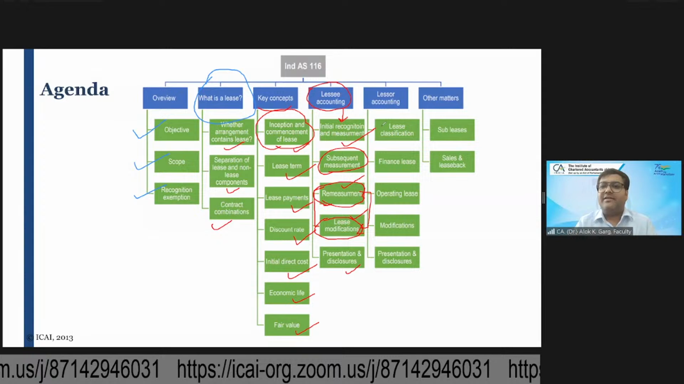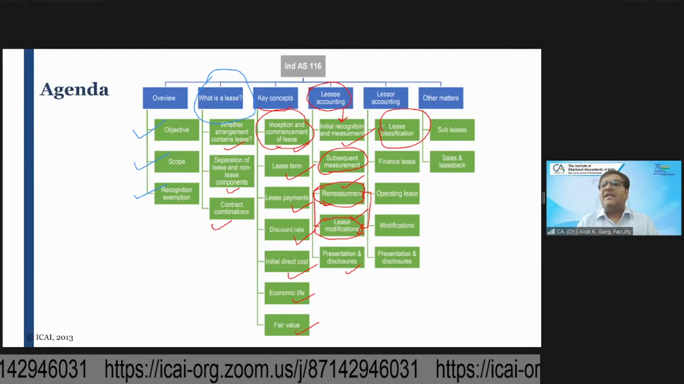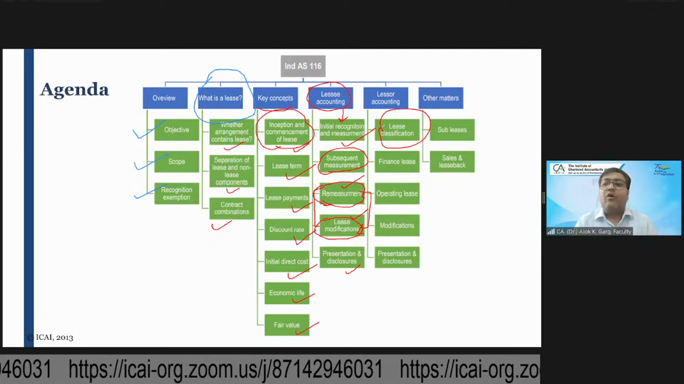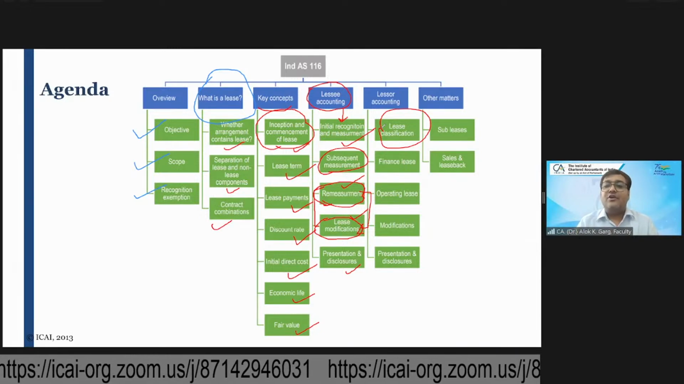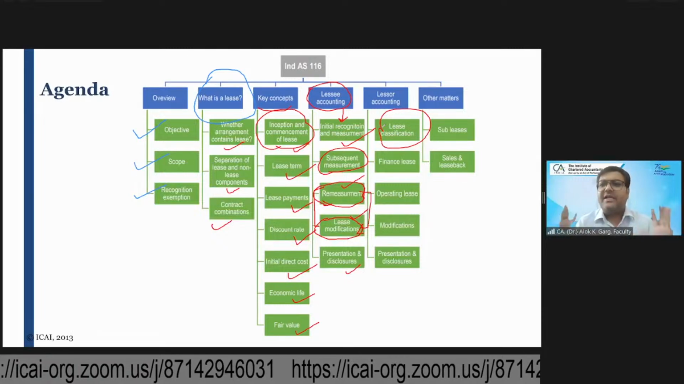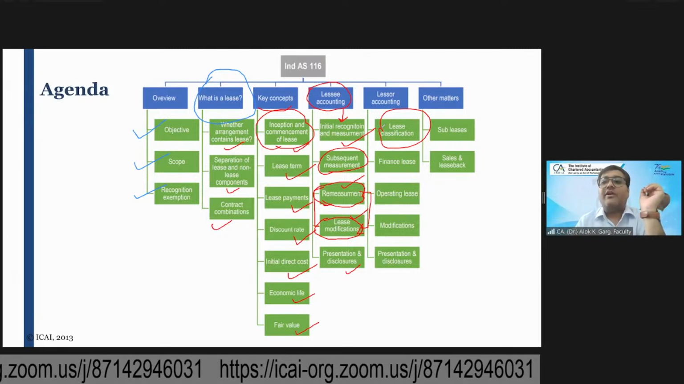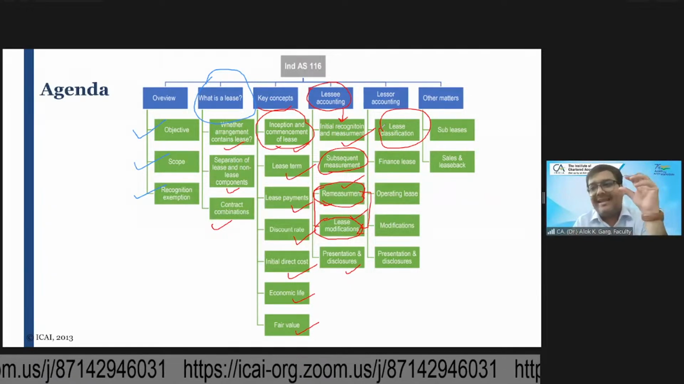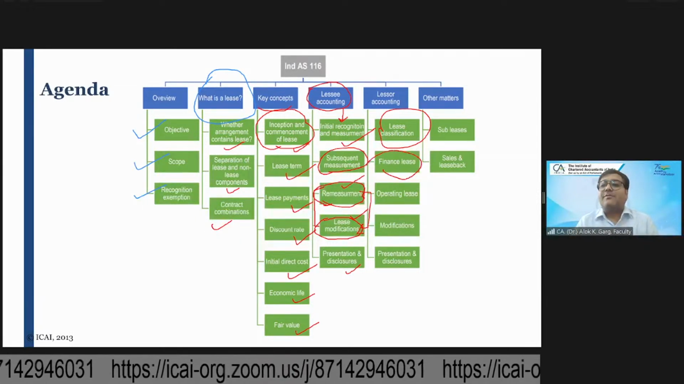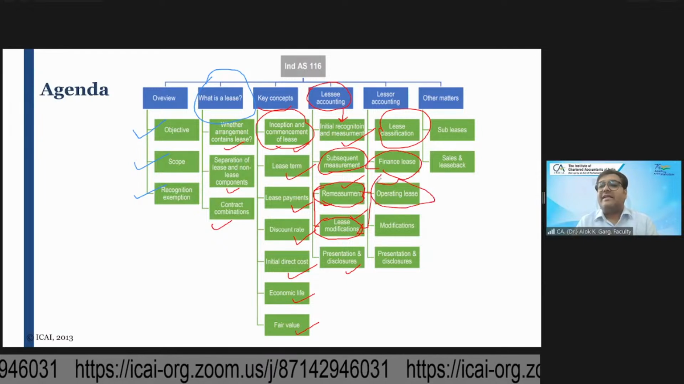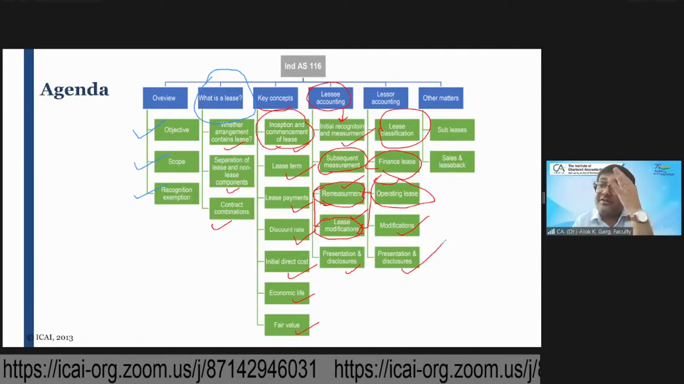Presentation and disclosure is given in the standard. Lessor accounting. In the lessor accounting, the lease classification is given. The lessor accounting is typically the same as what we have read in AS 19, or if we got a chance to read AS 17, it is not mandatory, it has been deleted, right? So the lessor accounting is typically the same in Ind AS 116 also. There is a concept of finance lease and a concept of operating lease in case of lessor accounting, right? We'll discuss modification, and presentation and disclosure also.